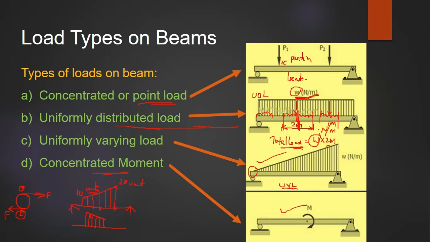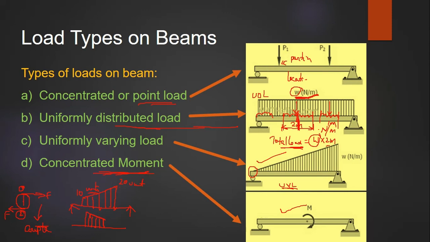Because of those two forces which are acting parallel to each other but opposite in direction and same in magnitude, this cap is going to rotate, and this is what we call a couple. There are two forces acting together, so they are called a couple, and this couple is nothing but a concentrated moment. This couple gives rise to moment.